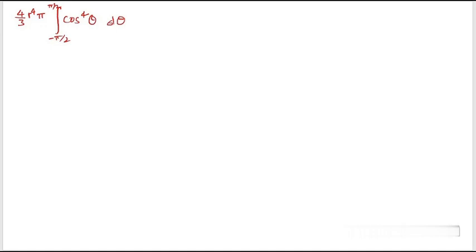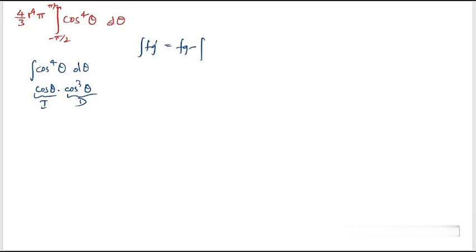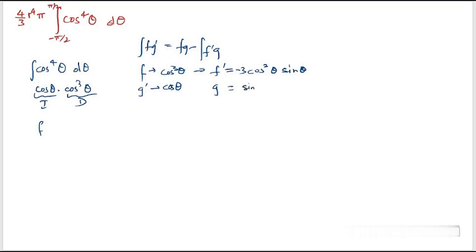Alright, now we can use integration by parts on integration of cos power 4 theta d theta. We can break it into cos theta and cos cube theta. We'll be differentiating this and we'll be integrating this. And we know by integration by parts that integration of f g dash is equal to fg minus integration f dash g. Here our f is cos cube theta, g dash is cos theta. So f dash is equal to 3 cos square theta times sine theta with a negative sign, and g is the integration of cos theta, that's just sine theta.